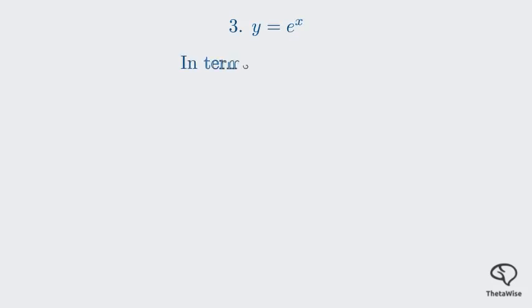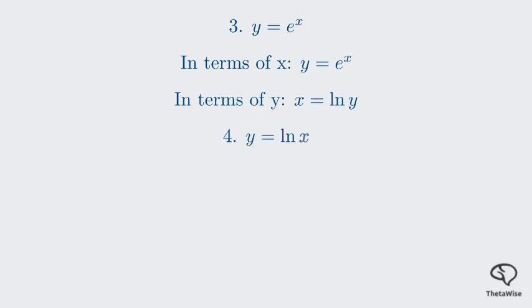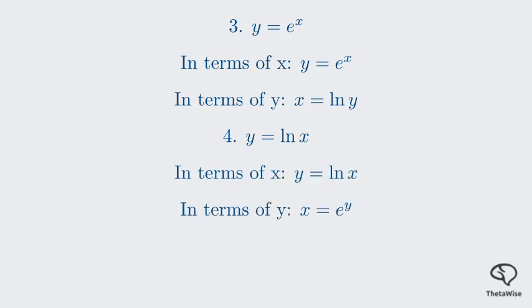Next, let's look at exponential and logarithmic functions. For y equals e to the x, we already have y in terms of x. To find x in terms of y, we take the natural logarithm of both sides. This gives us x equals the natural log of y. Similarly, for y equals the natural log of x, we again have y in terms of x. To get x in terms of y, we use the definition of a logarithm. The base e raised to the power of the answer y equals the input x. So x equals e to the y.